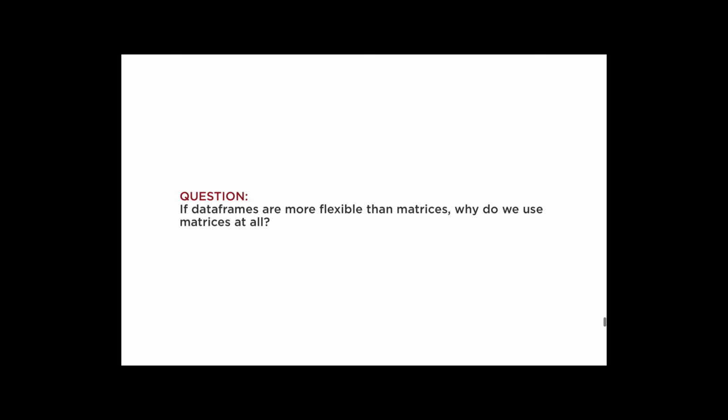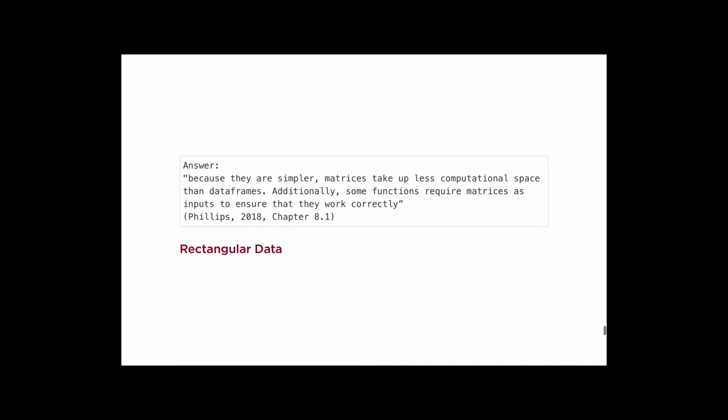And a data frame is similar, so we have rows and columns. So the question would be, if data frames are more flexible than matrices, why would we use matrices at all? And the same question can be turned into a Python question. If data frames are more flexible than 2D arrays, why do we use 2D arrays at all? Well, one possible answer is because they are much simpler. Calculating with matrices or 2D arrays takes much less computational space. And additionally, some functions require matrices or arrays as the input.